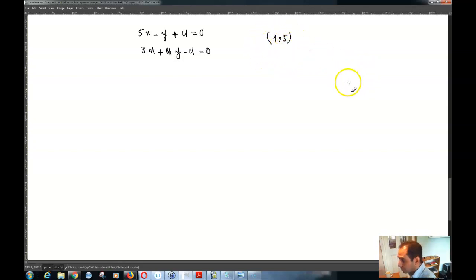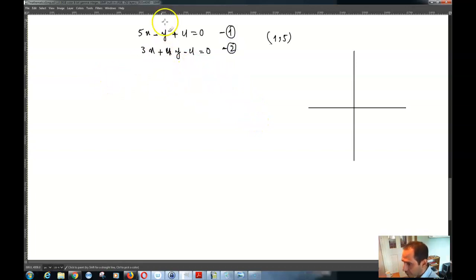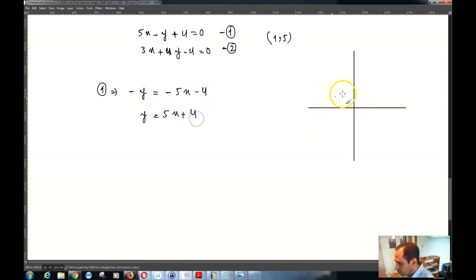And you want to find the equation of that line. Now, in order to understand what's going on, you can draw these two lines and see what they look like. So for example, if I call this 1 and this 2, then number 1 gives me negative y is equal to negative 5x minus 4, or y is equal to 5x plus 4. So the y-intercept of the line is 4, so I have 1, 2, 3, and 4, and the slope of the line is 5. That means 1, 2, 3, 4, and 5.